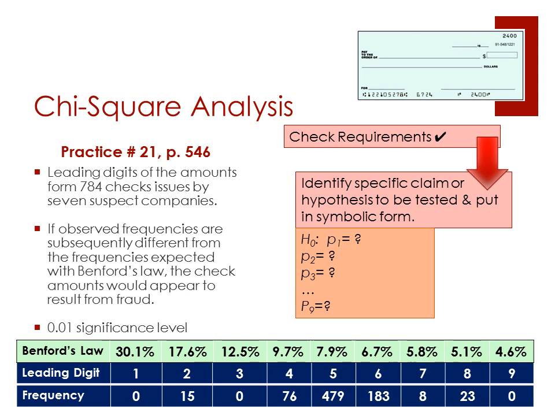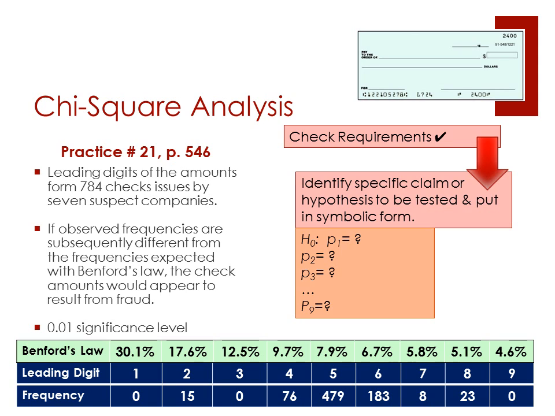So now we need to identify the specific claim or hypothesis that we're testing. And again, we're looking at the null. The null would maintain that Benford's law is true, thus these checks were not a fraud. These were all authentic checks. And I've added Benford's law onto the table for you here. So you can see Benford's law says that 30.1% of them should have a leading digit of 1, 17.6% should have a leading digit of 2, and so forth and so on down the line.